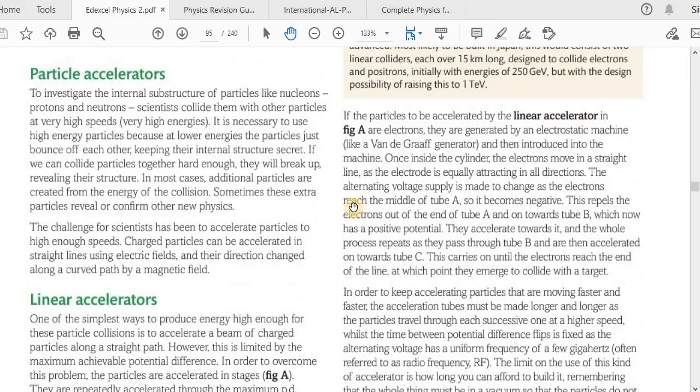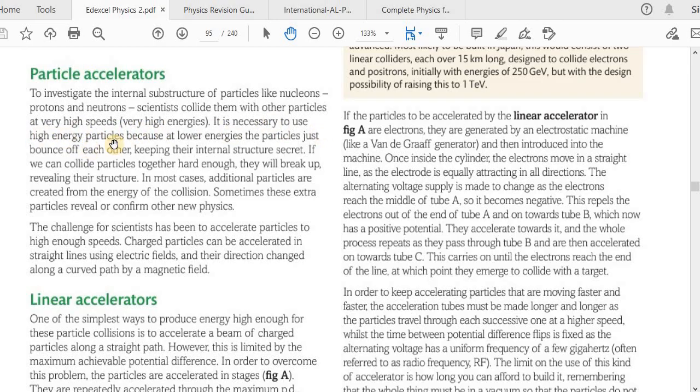Particle accelerators are used to investigate the internal substructure of particles like nucleons. Nucleons are protons and neutrons in the nucleus. Scientists collide them with other particles at very high speed. So what's the use of colliding? That is to investigate the internal substructure of particles, for example the nucleons. That's why we collide these particles at very high speeds or very high energies.